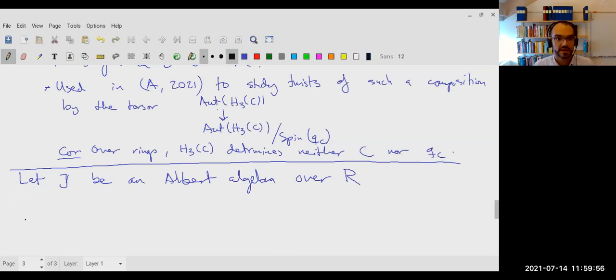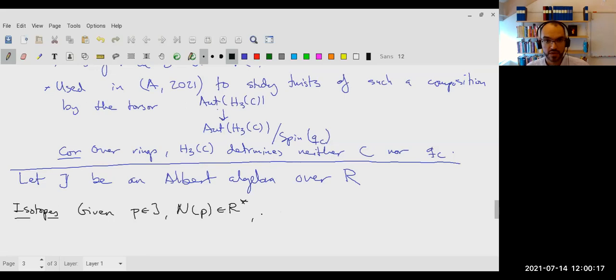Then there is a construction of isotopes. So given an element P in J with norm P invertible, one obtains a new Albert algebra J_P.